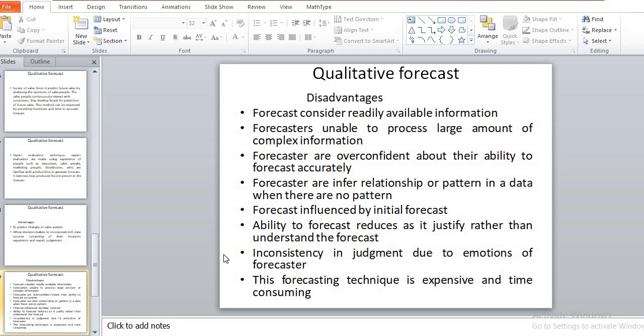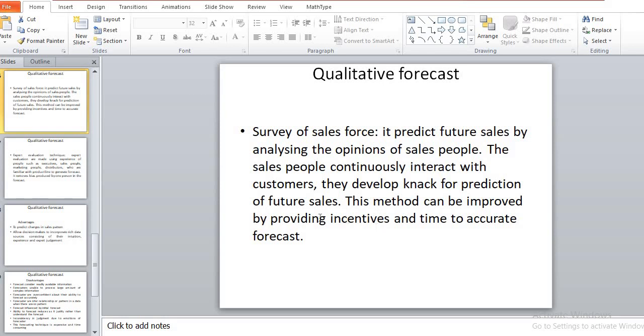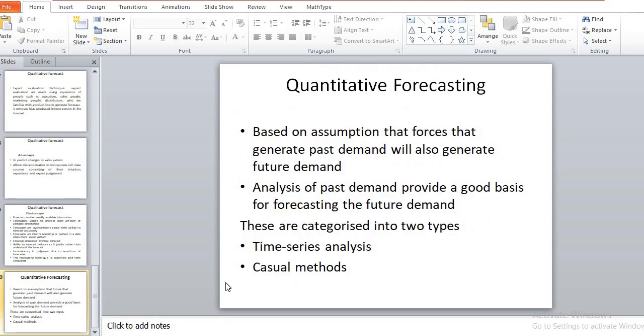The accuracy will be improved as we provide more and more incentives to the salespersons. But it will still be time consuming and expensive. So this is regarding qualitative forecasting. Now we move further to quantitative forecasting.